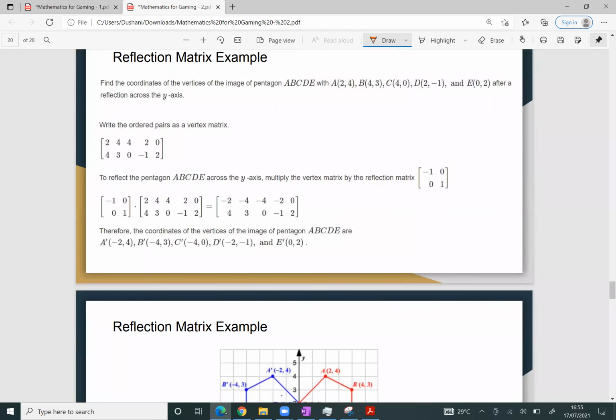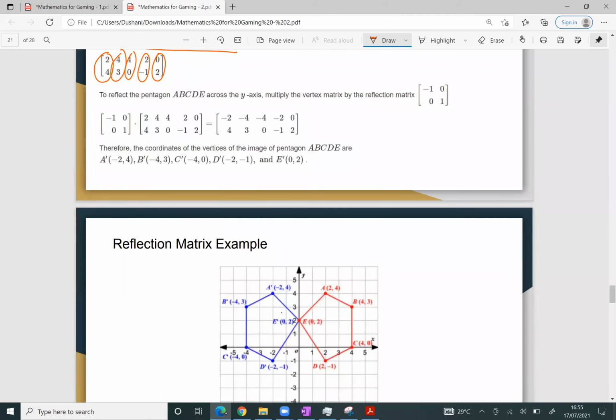So if we take an example for the reflection matrix, you have a pentagon with these points A, B, C, D, E. And what we do is we write the ordered pairs as a matrix. So you have A coordinates, B coordinates, C, D, and E.